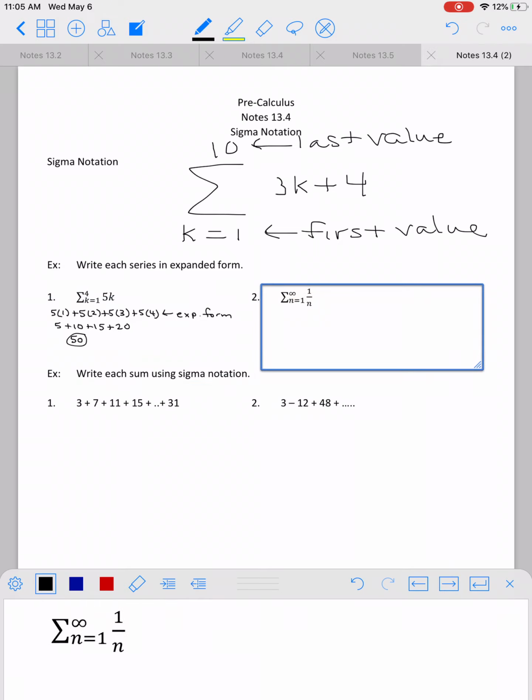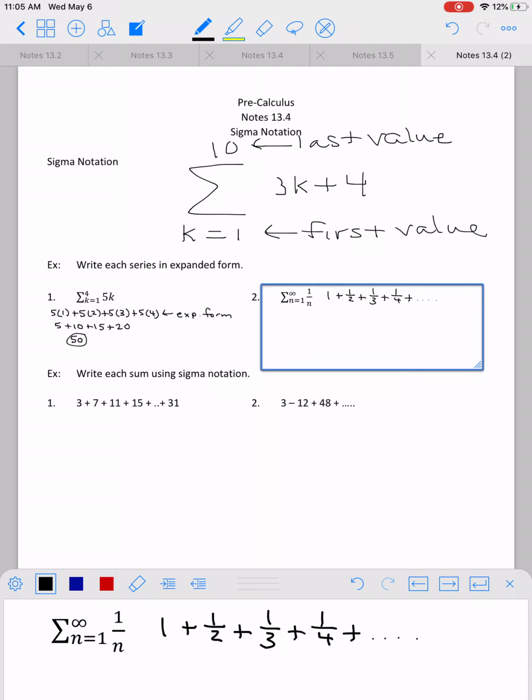Now here, this is an infinite one because it goes from 1 to infinity. So you would start by doing 1 over 1 plus 1 over 2 plus 1 over 3 plus 1 over 4 plus, and then you would just show that it keeps going for expanded form.